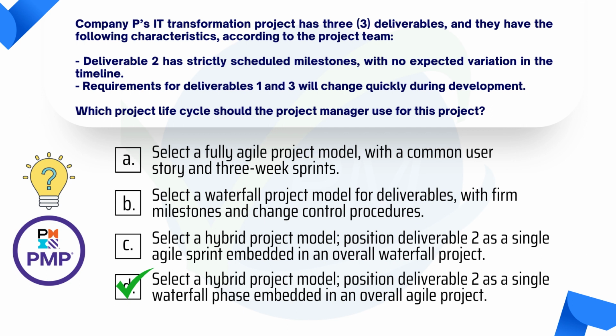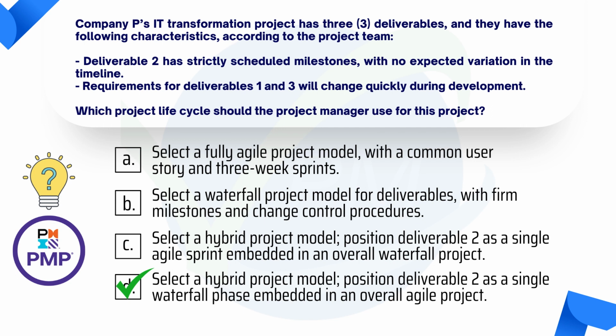So you've got your deliverable 2, which is sort of waterfall, and then you've got 1 and 3, which are agile. So for the first option, you can't run a fully agile project because you've got the strictly scheduled milestones. You can't do a fully waterfall project model for the deliverables because you know already that your requirements are going to change quite quickly during development.